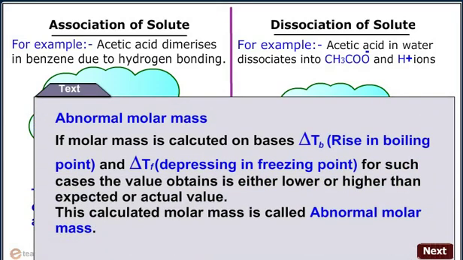Abnormal molar mass. If molar mass is calculated on the basis of delta Tb and delta Tf for such cases, the value obtained is either lower or higher than the expected or actual value. This calculated molar mass is called abnormal molar mass.